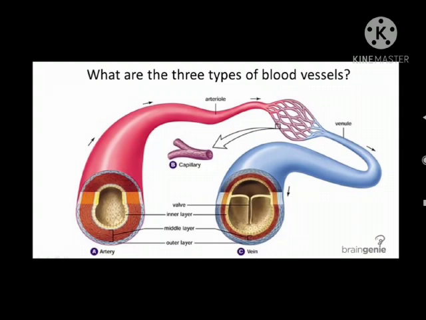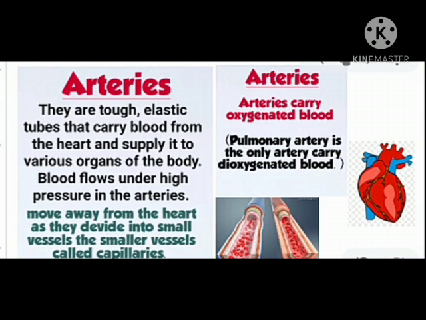Arteries are the blood vessels which carry blood away from the heart, and they are tough elastic tubes that carry blood from the heart to different parts of the body. Blood flows under high pressure in the arteries, and that is why they have thick and elastic walls. As they move away from the heart, they divide into small vessels, and these smaller vessels are called capillaries. Arteries always carry oxygenated blood, and the pulmonary artery is the only artery which carries deoxygenated blood. Just remember this thing, okay?